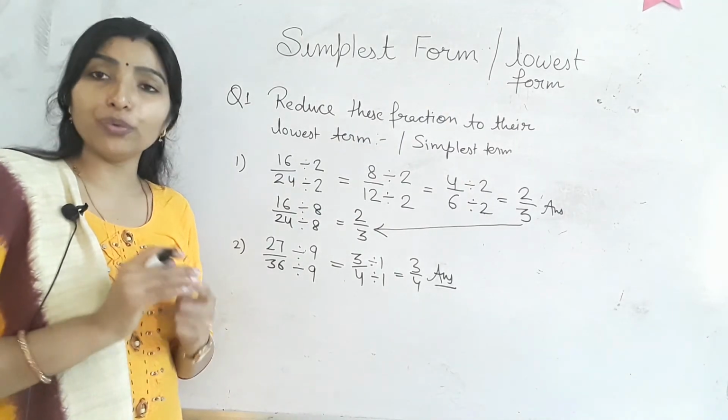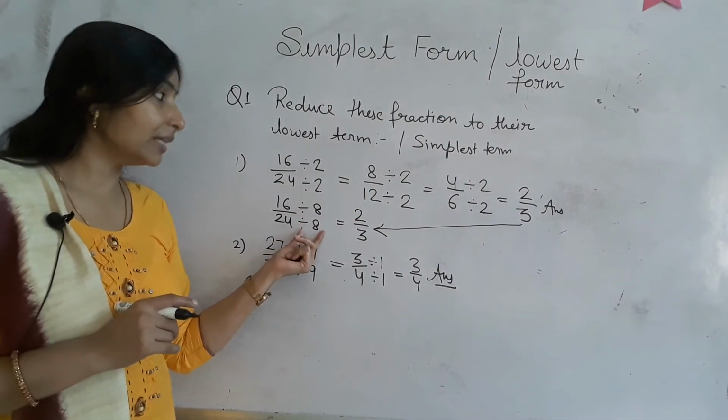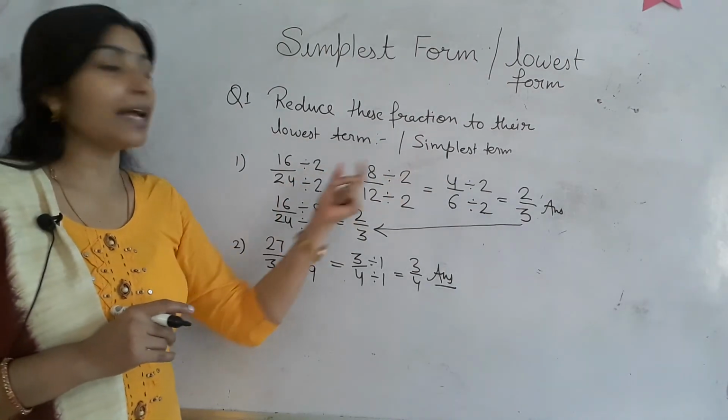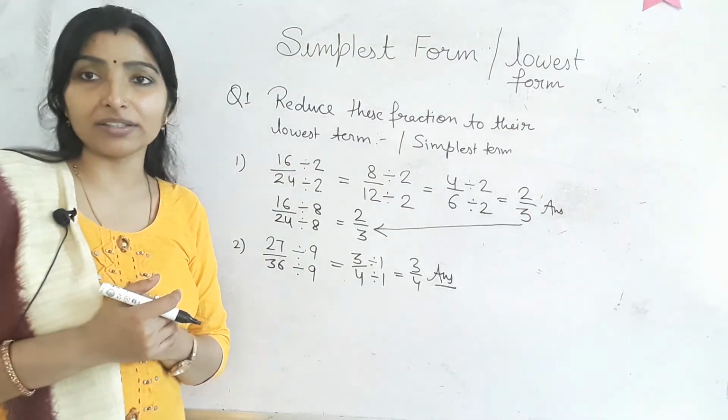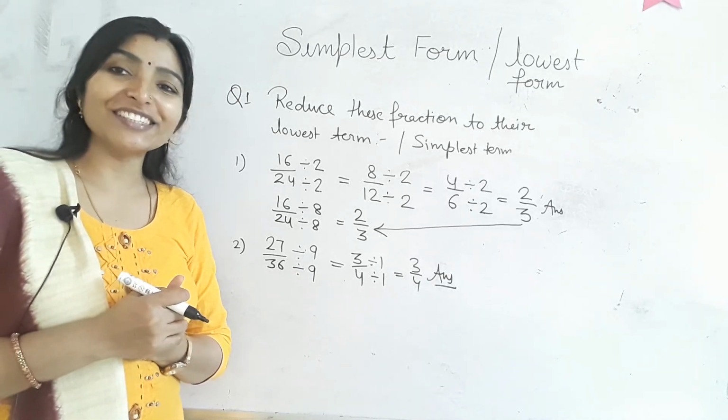Okay, so you can do it in one step also if you choose a big factor, and you can do more steps if you are choosing small factors of numerator and denominator. I hope this is clear to you.